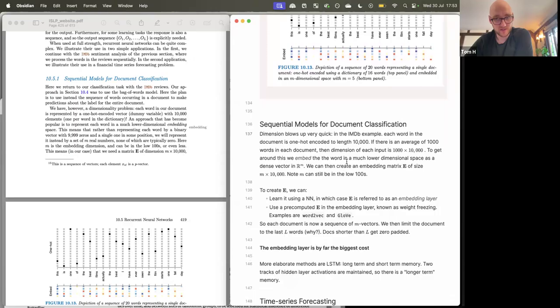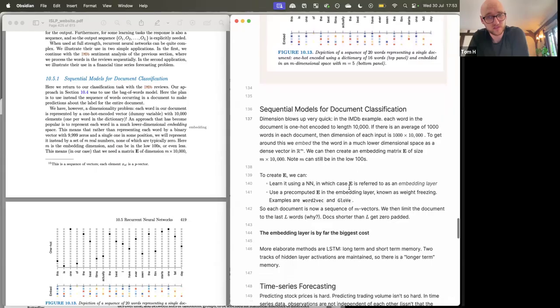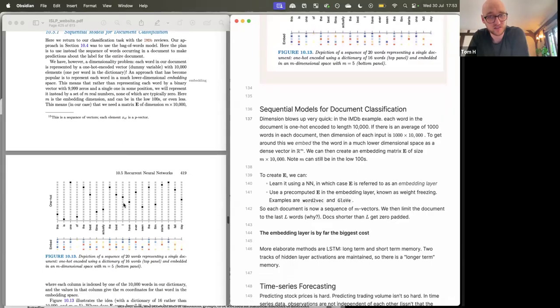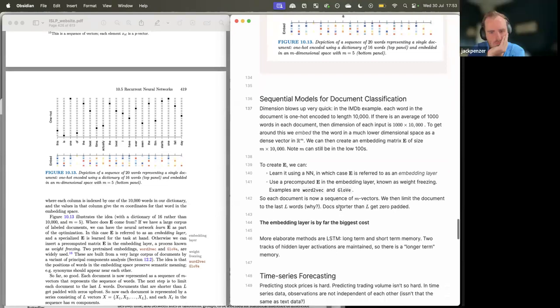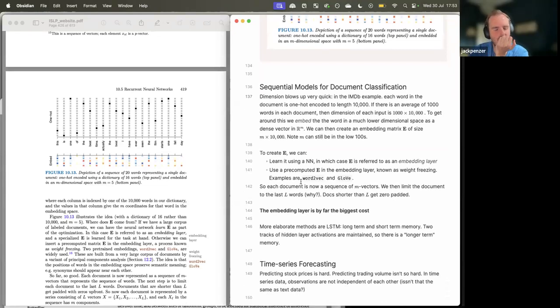To create this embedding, you can learn it as the first step of your neural network, in which case it's an embedding layer, or you can use a pre-computed embedding, which is known as weight freezing. And there's examples there for words specifically as word2vec and GloVe. Does it help people to think of that one-hot vector as basically just like a lookup?